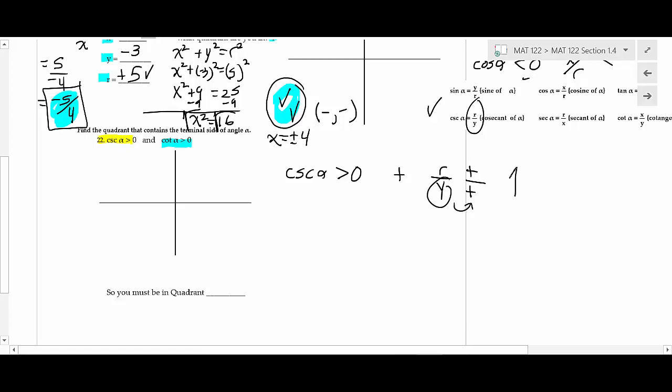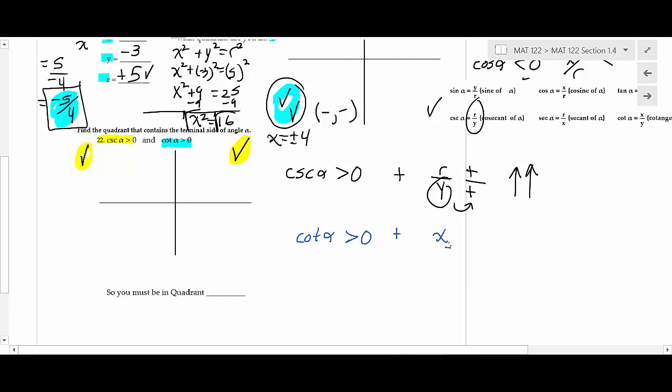Okay, y is positive upstairs, so that means I'm going to put a check mark there. So that means that we are either in quadrant 1 or 2. Okay, so we got that. That's where the cosecant's positive. Next thing I'm going to do is write down the second condition, which is the cotangent of alpha is positive also.